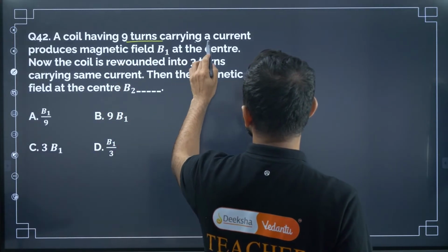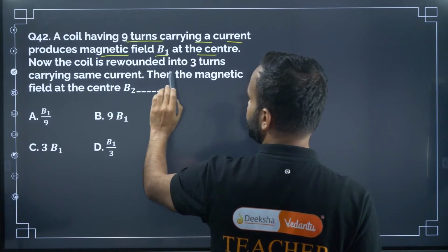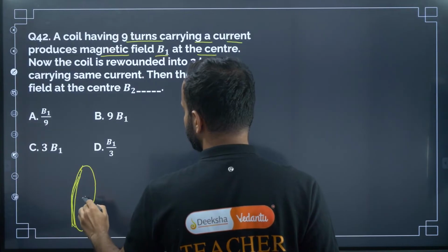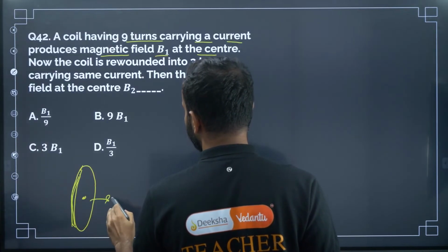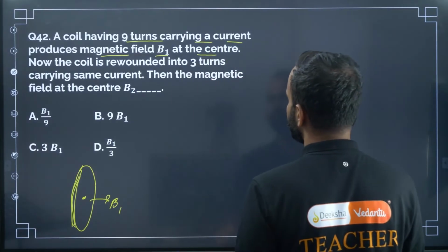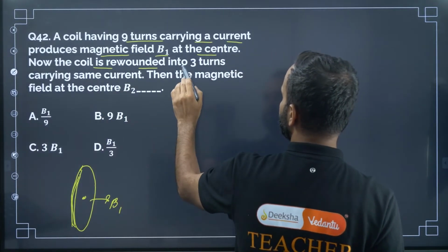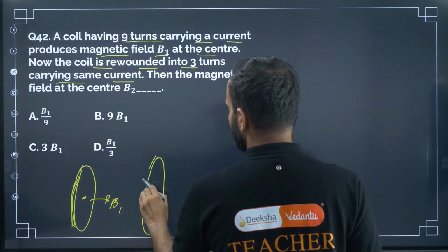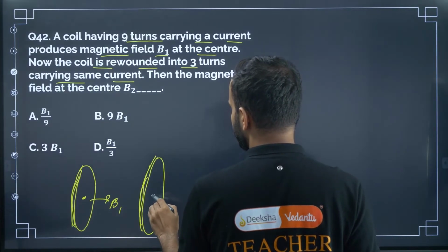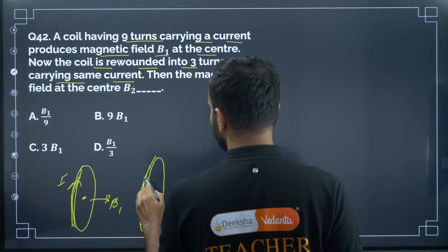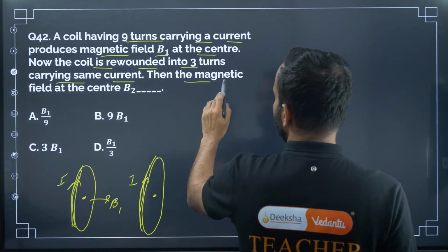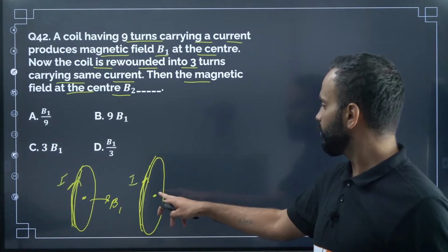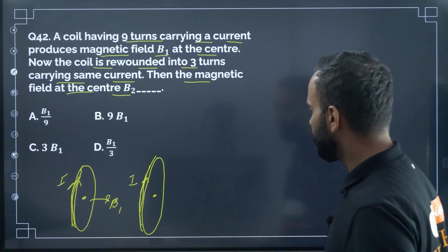A coil having 9 turns carrying a current produces magnetic field B1 at the center. Okay, so this is the coil, it is having 9 turns and produces magnetic field B1 at the center, right? Now the coil is rewound into 3 turns carrying same current. Here the current I and current I. The magnetic field at the center B2 equal to, okay, we need to compare the magnetic field at the center B2 in the second coil to the first coil, right?